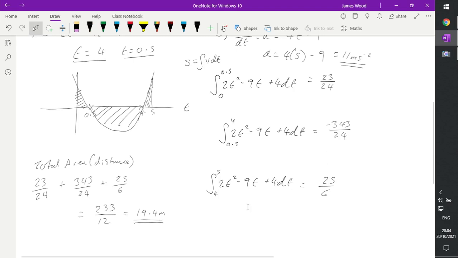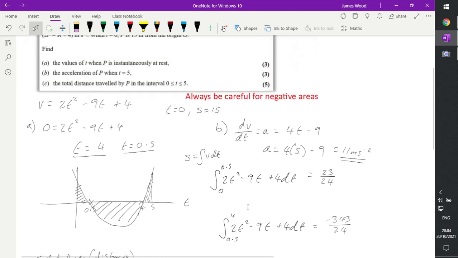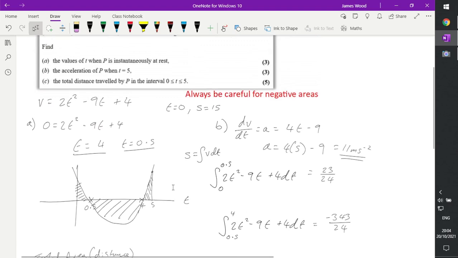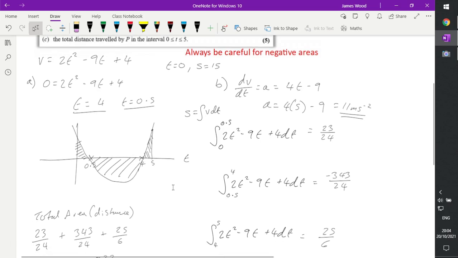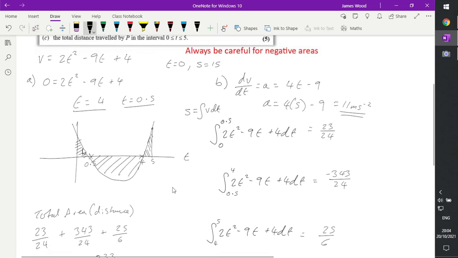Okay. And again, just be careful. Is it asking you for the distance or is it asking for the displacement? Because if it said the displacement, then it would matter that some bits were negative. So if it was the displacement, I would do this area, subtract this area, plus this area. But in this question, it just asks for the distance. So we can just do the total areas all added together.